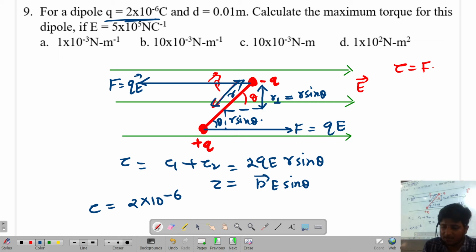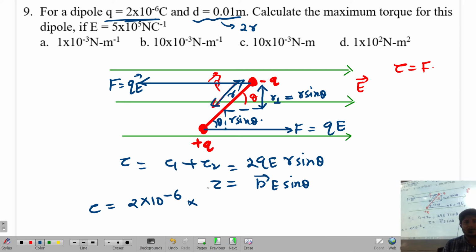So now look over here. This distance represents the distance between both the charges, which is equal to twice r. So 2 into 10 to the power of minus 6, into the distance, 0.01. Electric field is how much? 5 into 10 to the power of 5.